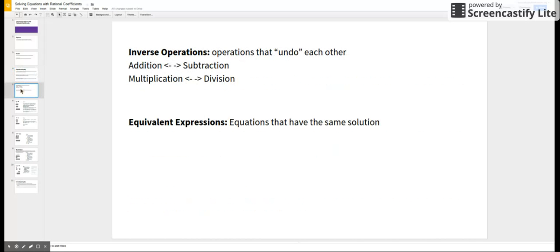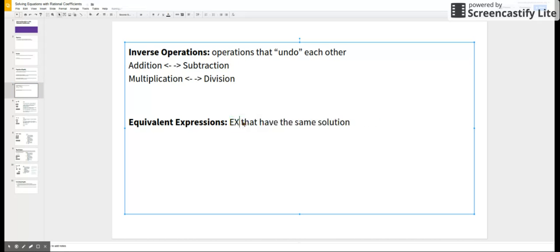Inverse operations are operations that just undo each other. So the inverse of addition is subtraction and vice versa. The inverse of subtraction is addition. The inverse of multiplication is division and vice versa. Division, the inverse of it is multiplication. And equivalent equations are equations that have the same solution.